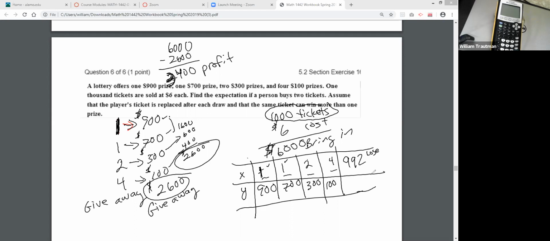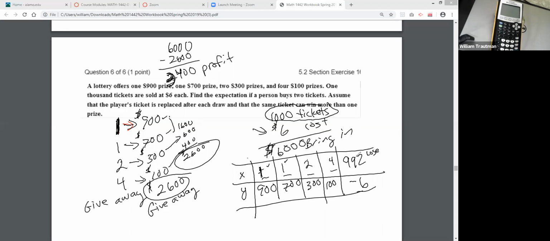Can you tell me how much those 992 people lose? They lose $6 each because each ticket costs $6. So one person wins 900, one person wins 700, 2 people win 300, 4 people win 100. There are 992 people holding a ticket that are losers. They paid $6 for the ticket, and you might as well throw your ticket in the trash.